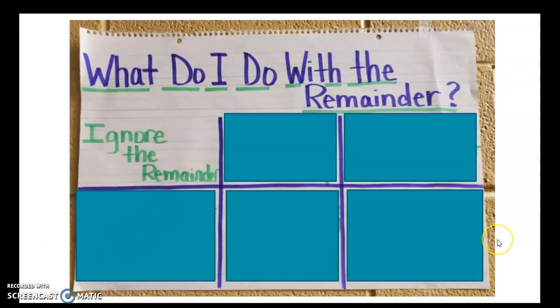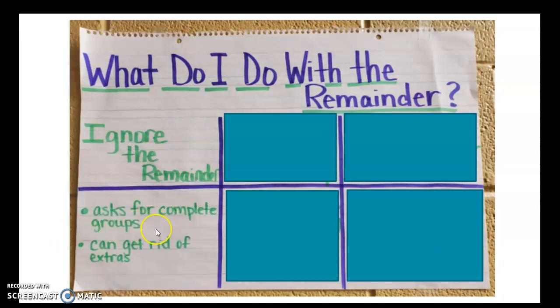Okay, the first possibility is just ignore it. It's not important. So ignore the remainder. Now, what does this mean? Maybe you have a problem asking just for complete groups, and you can't put the rest of the objects in a complete group. It wouldn't make a whole group, so you just ignore them.